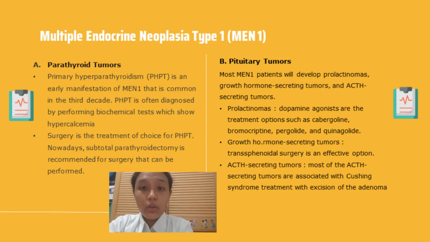The second is growth hormone secreting tumor. The treatment that can be used is transsphenoidal surgery, which is an effective option. And the third is ACTH secreting tumor. Most of the ACTH secreting tumors are associated with Cushing syndrome, with treatment by excision of the adenoma.